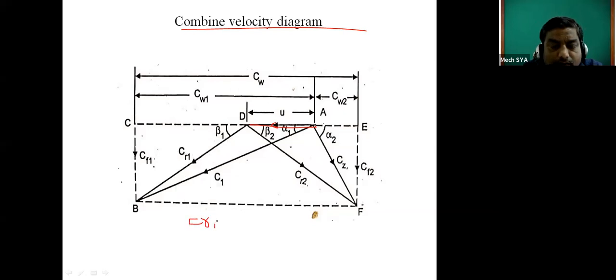Where there is no friction, the assumption is that B and F are at the same height, so BC is equal to EF, and in that case CR1 is equal to CR2. If there is no friction, then the ratio CR2 to CR1 is called the blade coefficient, and it is denoted by the letter K.